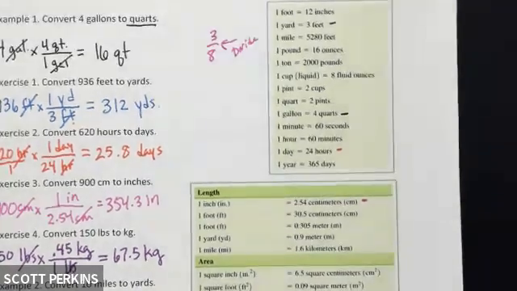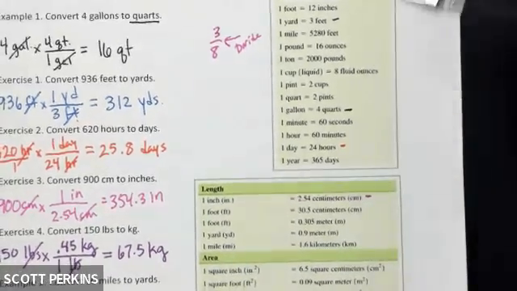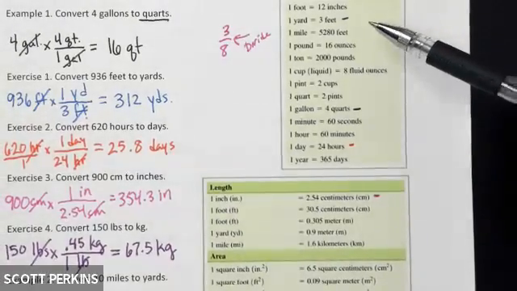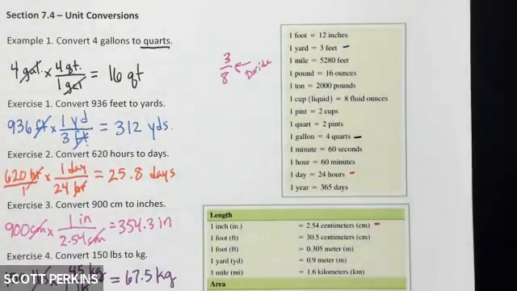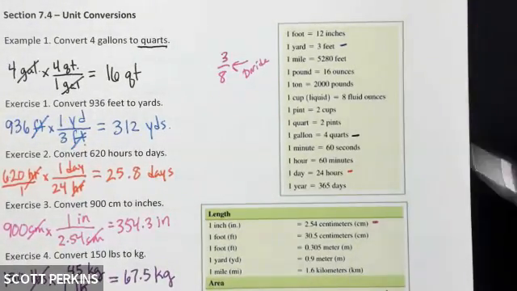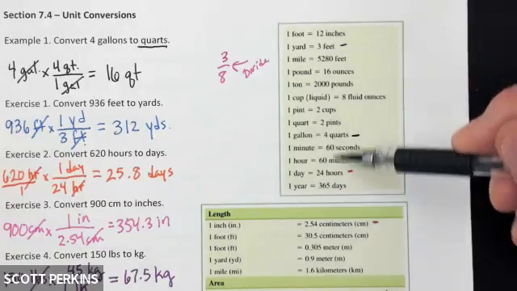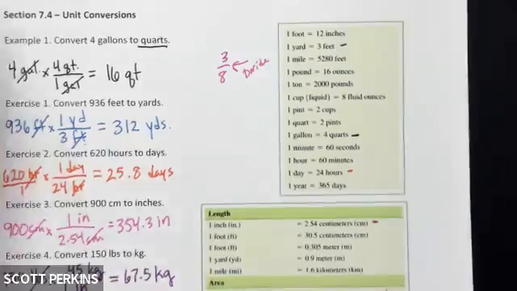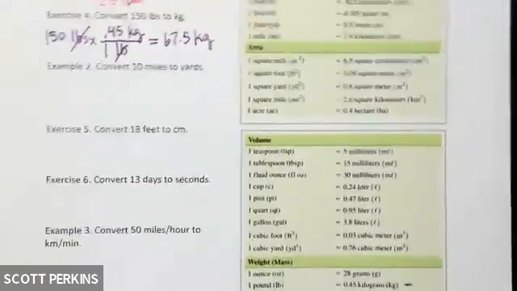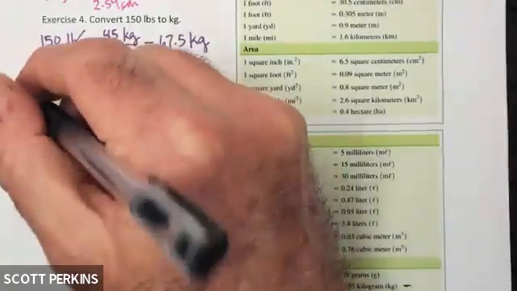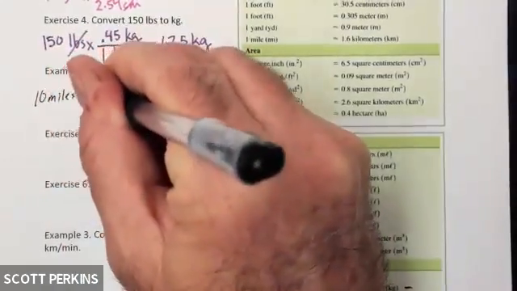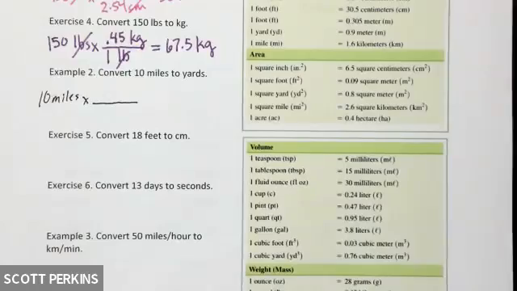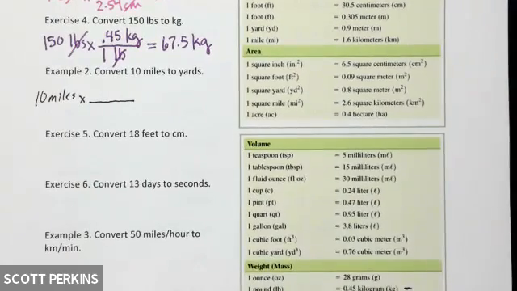Okay, so if I'm starting with miles in this problem, example 2, according to my chart, can I convert miles into something else? Yeah, I can convert miles into feet. I don't have a direct conversion of miles into yards, but I can convert miles into feet. So let's do that. This is just reviewing what we did last time. I've got my 10 miles times my unit conversion. Up in the box, it says 1 mile is 5,280 feet.